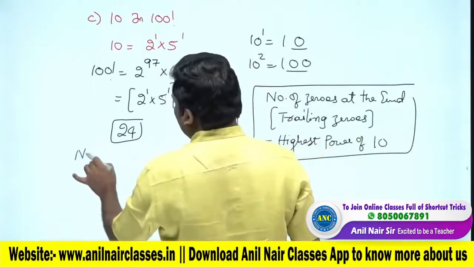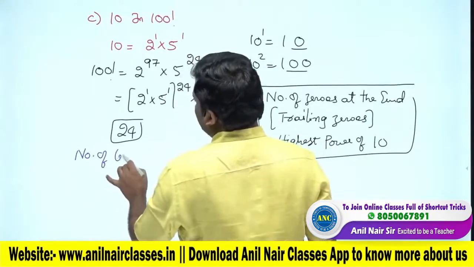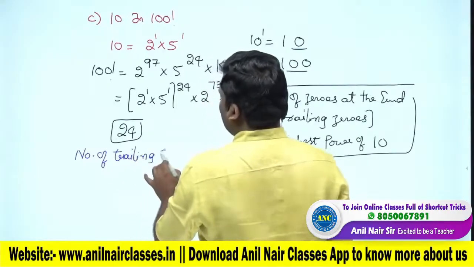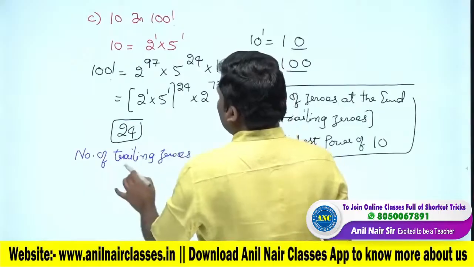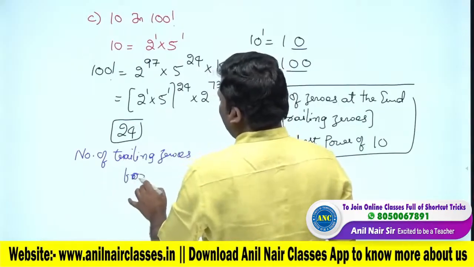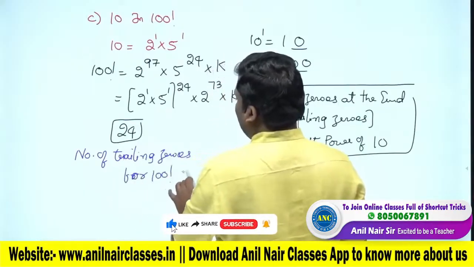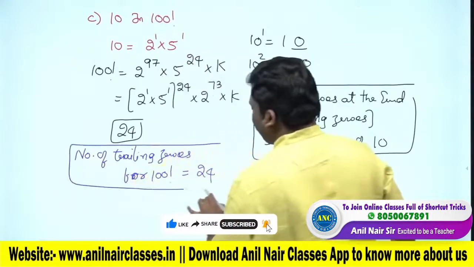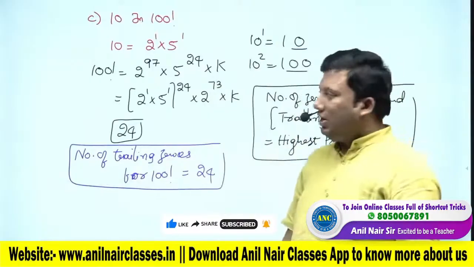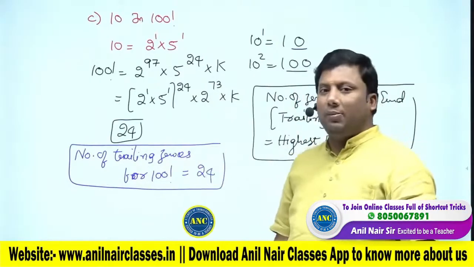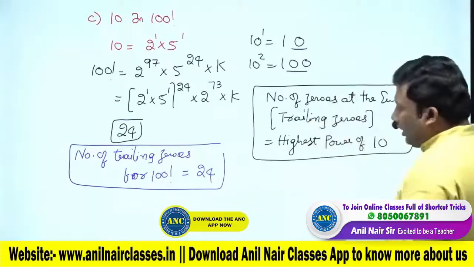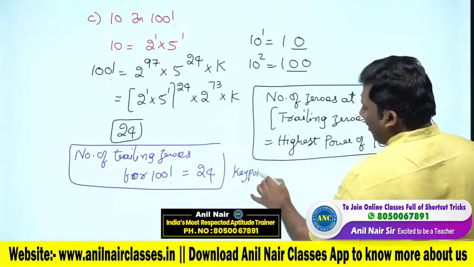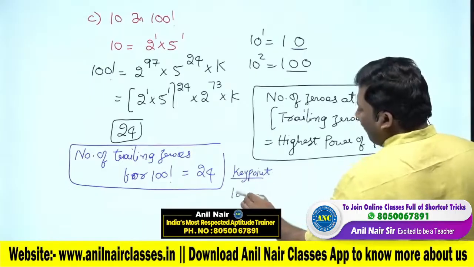From now onwards, I will use the word trailing zeros. The number of trailing zeros for 100 factorial will be 24. Now one important key point. Listen carefully, sir, 100 factorial.